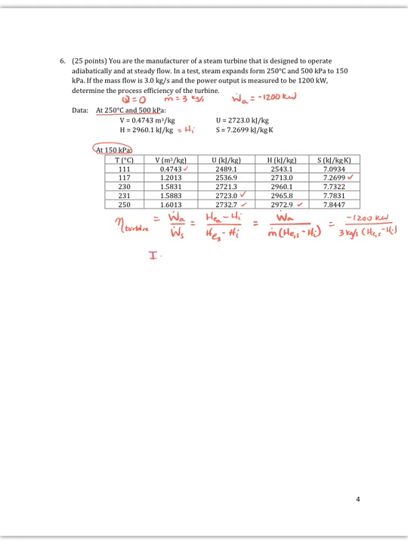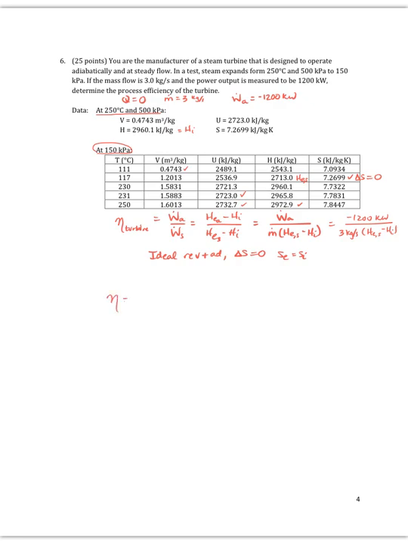If my ideal is reversible and adiabatic, then it's isentropic. So delta S equals 0. So S out equals S in. Therefore, this is the piece of data that I'm looking for. And so therefore, this is the exiting enthalpy for my ideal case.